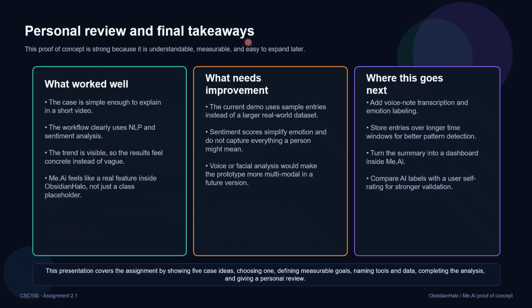My personal review is that this proof of concept works well because it is understandable, measurable, and easy to expand later. It clearly uses NLP and sentiment analysis, and it feels like a believable Me.Ai feature inside ObsidianHalo. Its main limitation is that this version uses a small prototype dataset and text only. A future version could add voice note transcription, facial emotion cues, longer time windows, and a dashboard for tracking patterns.